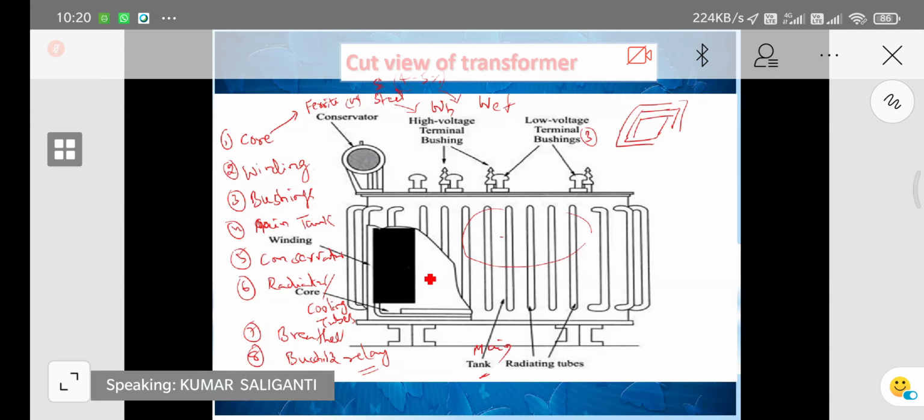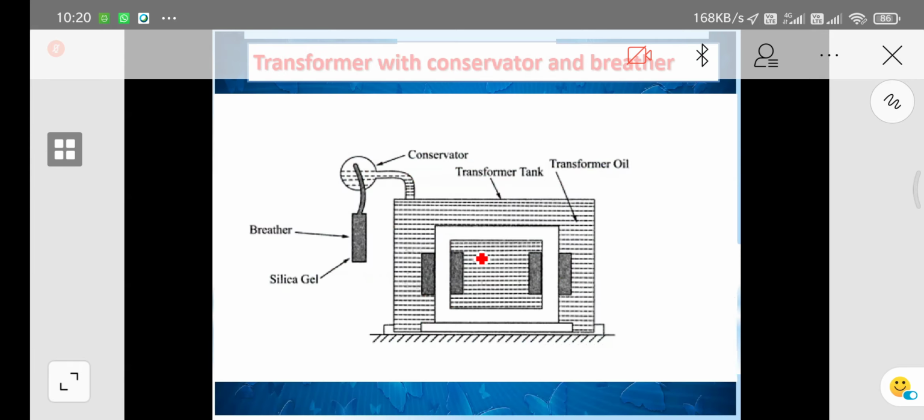Generally we have a winding like that. This total part is the core, where the flux is present. This is the silica gel. This is the breather, and in the breather the silica gel is placed. This is the conservator tank, and this is the transformer main tank.